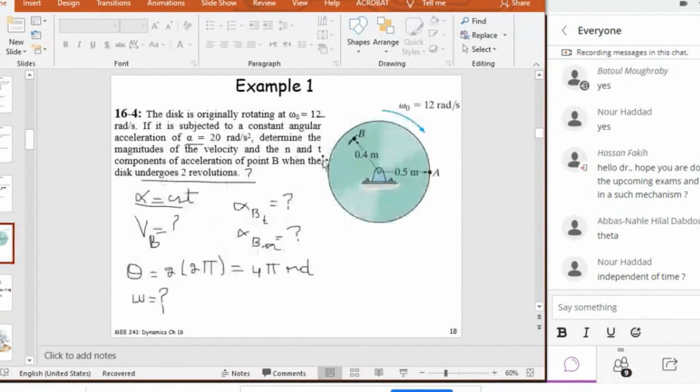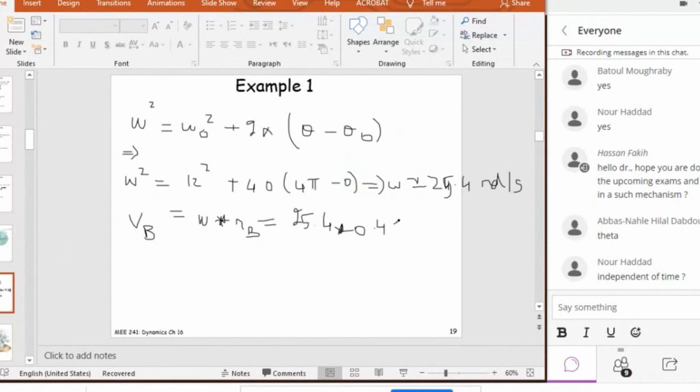0.4. And this is, guys, because this is a rotational motion, right? So this is a pure rotation. Any point here has a velocity that is equal to omega of this disk at this instant times the radius, right? So as you can see, there is a difference between rotation and translation. If this is a translation, all the points will have the same velocity, but since this is a rotational motion, then the velocity will be equal to omega times r, all right? So, which is about 10.17 meters per second.